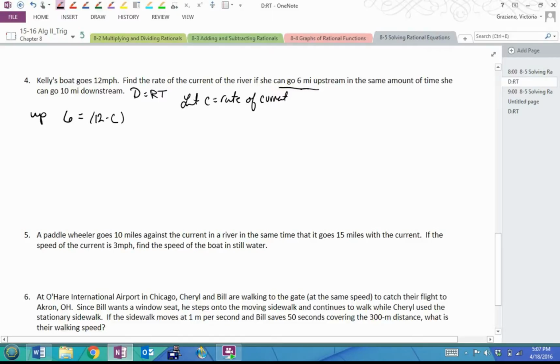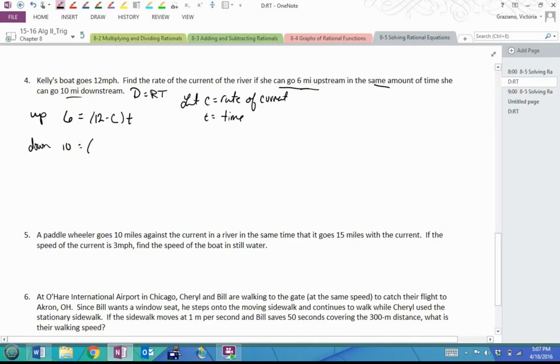So I hope that makes sense. The boat can go 12 miles per hour, but the current is kind of pushing it back a little bit. And then times time, and we don't actually know what the time is, but they tell us that it's the same amount of time, so t can just be the time. Okay, when she goes downstream, she can go 10 miles, so that's right there.